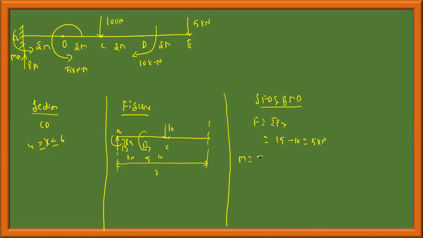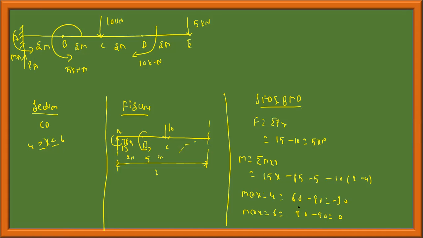Okay. Moment is equal to summation of moment about x, which is equal to 15 magnitude into x, and the counterclockwise minus 85 minus 5. This is bending the beam in this direction, minus 10 into x minus 4. Moment at x is equal to 4 will be 60 minus 90, which is equal to minus 30. Moment at x is equal to 6 will be 90 minus 90, which is equal to 0.